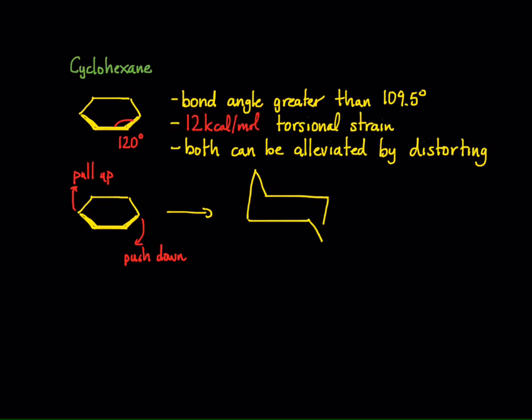Well, the structure looks something like this, right? So I've pulled up the carbon on the left and I've pushed down the carbon on the right. The four carbons kind of in the middle are still in the same plane as one another, but I get a geometry that looks something like this. And this is what we refer to as the chair conformation, right? The carbon that gets pulled up happens to be the back of the chair. The carbon that gets pushed down becomes the foot of the chair. And so this is what we call a chair conformation.